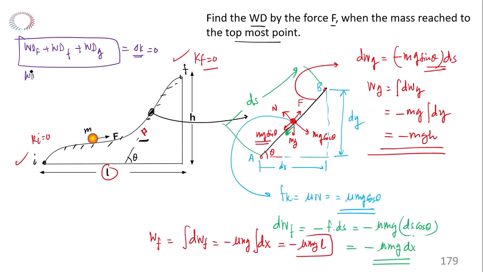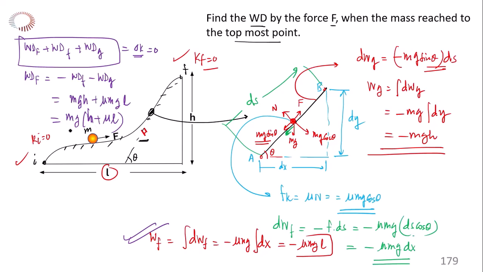So from that, the work done by capital F should be equal to minus of the work done by friction minus of the work done by gravity. I have already calculated the work done by friction and the work done by gravity. The negative of that will be the value of minus mg h plus mu mg into L. So the final answer will be mg into (h plus mu L). This is the answer of the problem: the work done by capital F is equal to mg times (h plus mu L).